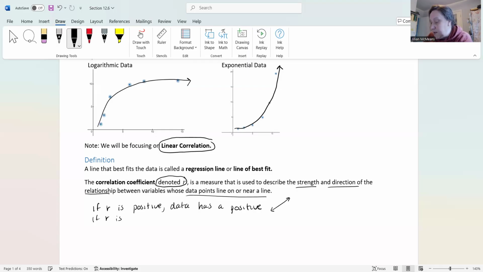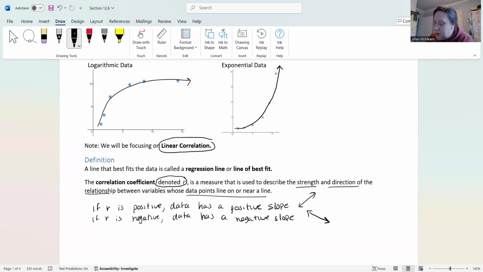If r is negative, data has a negative slope. Whoops, I forgot the word slope. Now, if you have a negative slope, that means as x gets bigger, y gets smaller. Okay, so things are kind of going downhill. So the sign on r indicates positive or negative slope, positive or negative correlation. Okay, it doesn't mean anything as far as our typical numerical numbers. It just tells us the direction of the relationship.